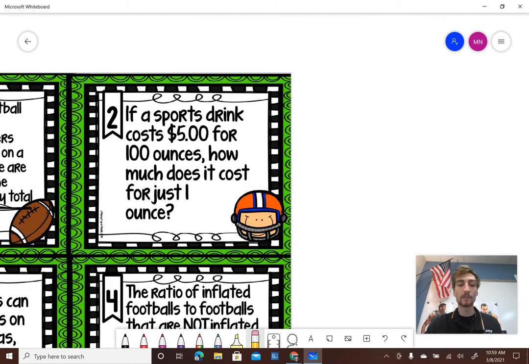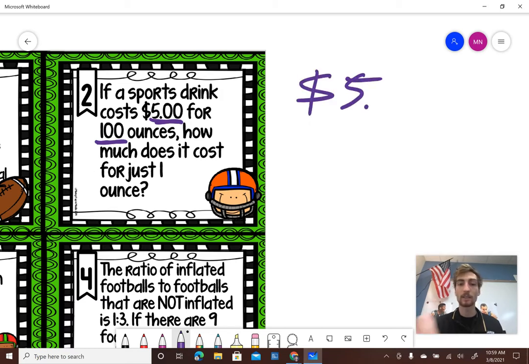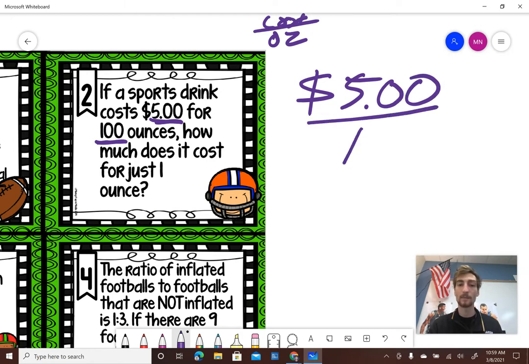It says if a sports drink costs $5 for 100 ounces, how much does it cost for just 1 ounce? All right. So far, we have $5 for 100 ounces. I want to put my dollars on top here because I want to know my cost per ounce. So cost is going on top. Ounces are going on the bottom.